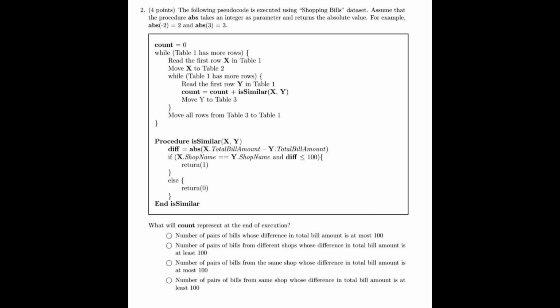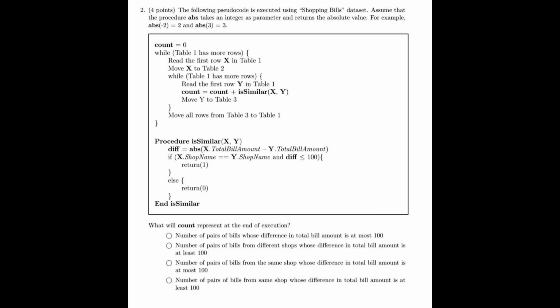started a nested loop. In the outer loop, they are reading the rows from the table and then shifting that particular row to another table 2. Then again they have used a while loop in which they are reading the leftover rows in table 1 and then updating the variable count and then moving that row to another table 3.